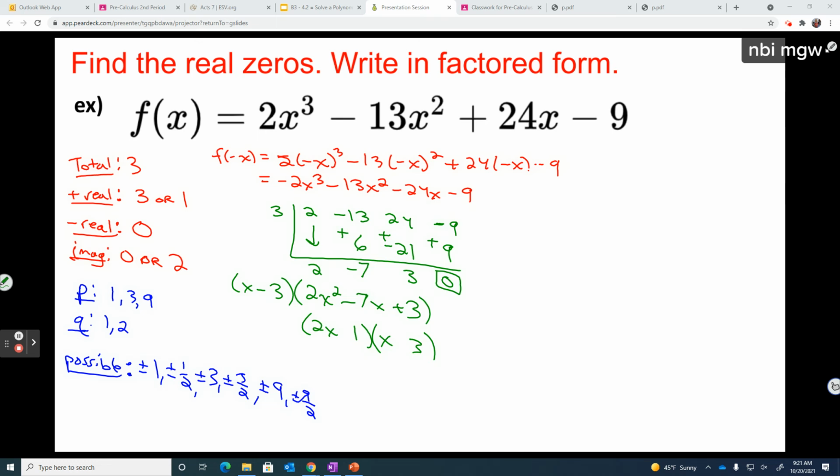Now what sign should they be? Negative 3 and positive 1? Both negative. Because 2 negatives, think about foiling, 2 negatives multiply to give you a positive, and minus 6 and minus 1 gives you minus 7.